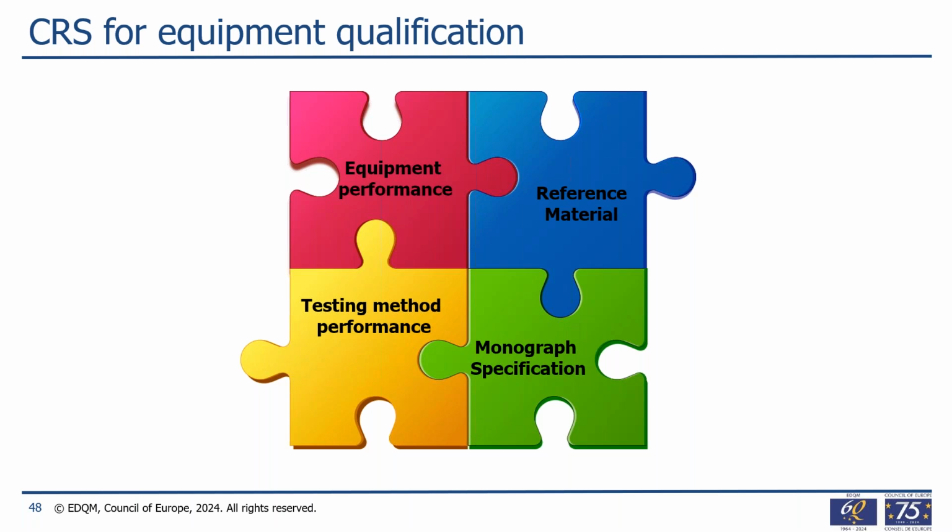Let me give you an example of that. It does not make sense to set specifications to the 10th decimal figure if your instrument only allows you to determine until the 3rd decimal figure. Also, if you know that the uncertainty associated with the reference material is 2%, then it does not make sense to set a specification for your equipment performance to plus or minus 1%. So just to show you that all these parameters are tied together and that changes in one will have an impact on all the others.